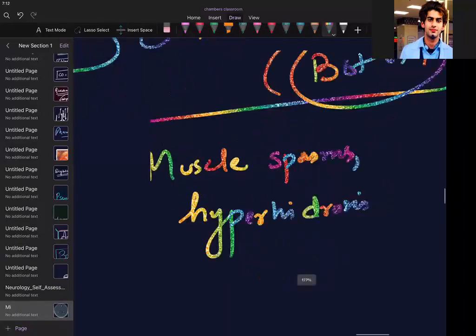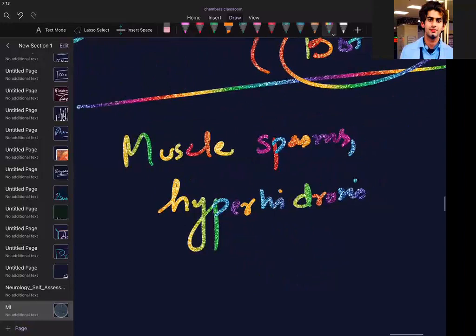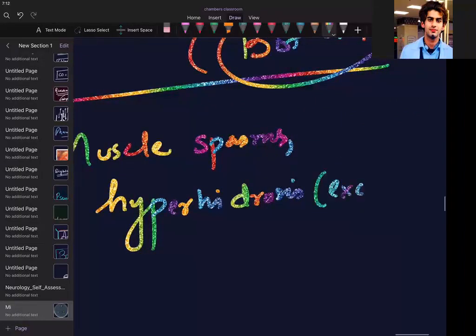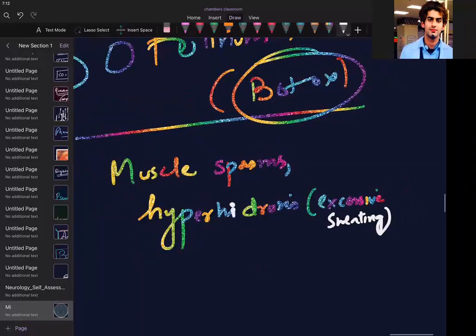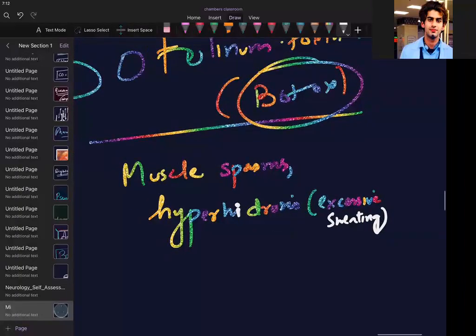Hyperhidrosis. Hyperhidrosis means people having excessive sweating. Excessive sweating. Hyperhidrosis. What else? I can use it for muscle spasm, hyperhidrosis, dystonia. Focal dystonia I can write from.